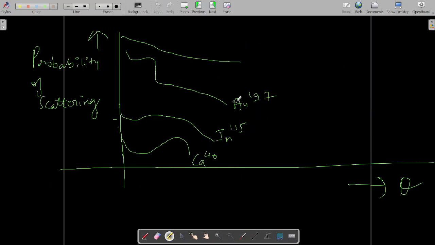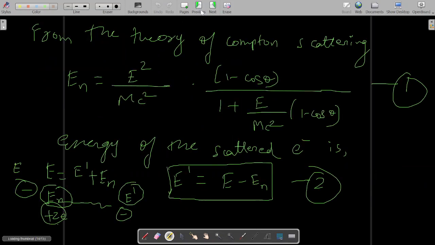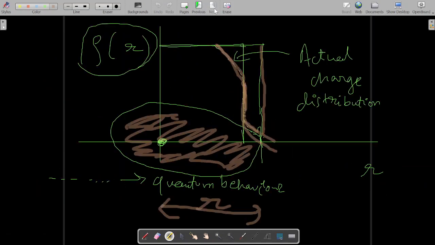And what is the meaning of this? These are the probability of scattering, and theta for various elements. This is for gold, this is for indium. The graphs are like that. Calcium is over here. The graphs look something like this. Okay, so let me write over here.